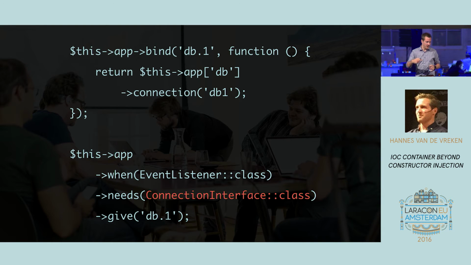So when event listener needs a connection interface, which is an interface by Laravel, then you can give it database 1. And in this anonymous function, you will say this app db connection db1. If someone needs db1, give it this app db connection db1. This is prettier, and it's also a lot more testable. When you need to test this event listener, you can inject whatever mocked object of connection interface and pretend like it's db1.